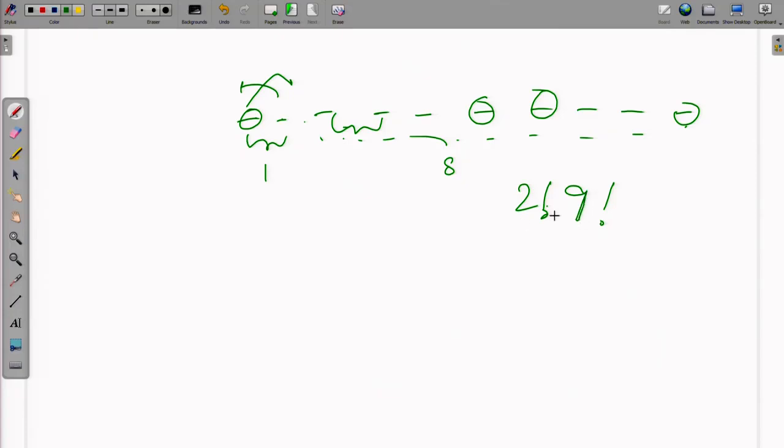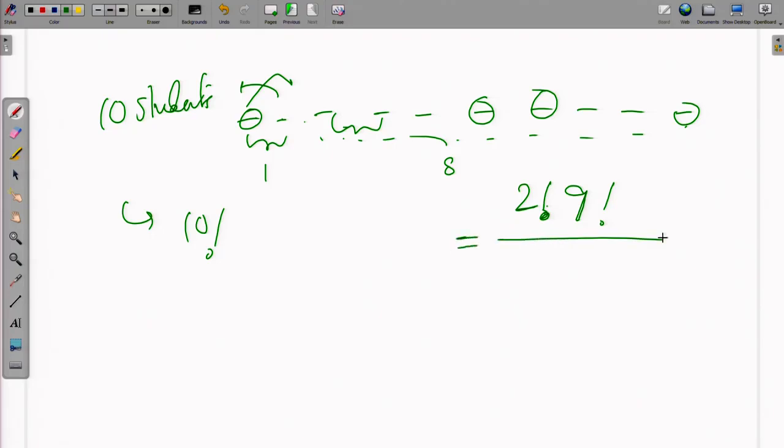So you choose any two, and then the rest 8. So altogether it will make 9. But then there are 2 guys, and you can exchange their positions, so they can have 2 factorial. Now I have 10 students, so all possible outcomes are going to be 10 factorial. So the probability that 2 students are going to be together is 2 factorial into 9 factorial by 10 factorial.